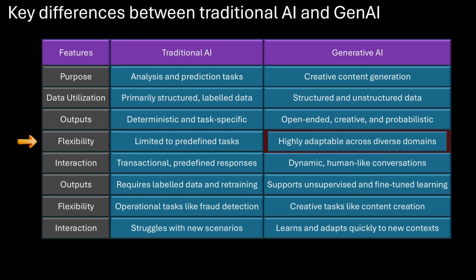On the other hand, generative AI is highly adaptable and capable of handling diverse tasks with minimal modifications. It can switch context and applications without requiring significant changes to its underlying structure. For example, a generative AI model can generate both technical documentation and creative marketing content with minimal adjustments.